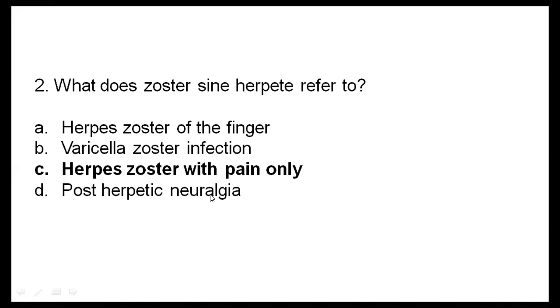Post-herpetic neuralgia is neuralgia or pain along the path of the nerve that lasts for about 3 to 6 months after the lesions have healed. That is called post-herpetic neuralgia. Now, we know that herpes zoster is characterized by an acute pain, isn't it? It is characterized by severe pain along the course of the nerve, following which there is development of vesicles.